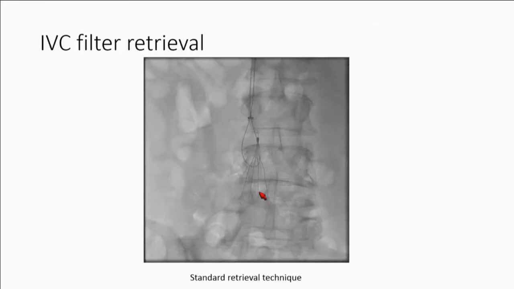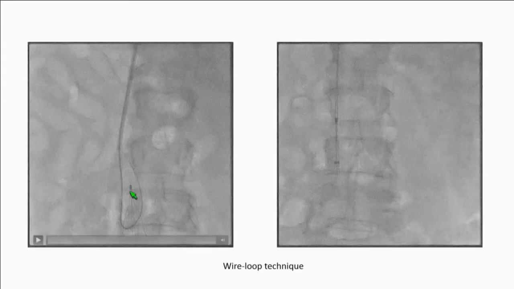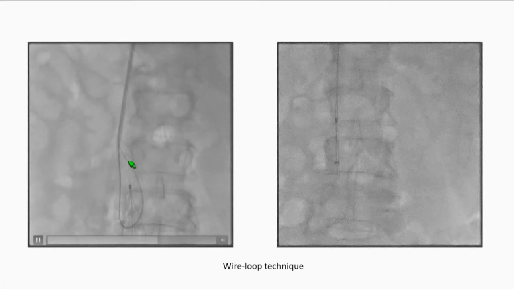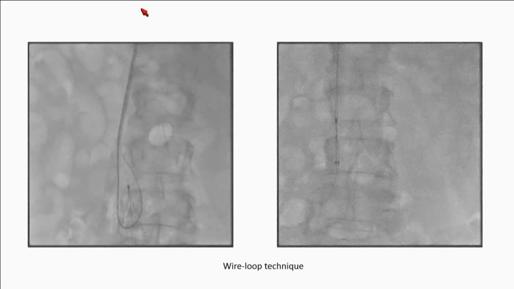We attempted standard techniques, but that failed. We attempted using different snares. We could never capture the hook of the filter. Then we proceeded with the wire loop technique, where we used a reverse curve catheter with a hydrophilic wire. In this case, it was a soft-angled glide wire that was snared back to the sheath, and this is an 11 French sheath.